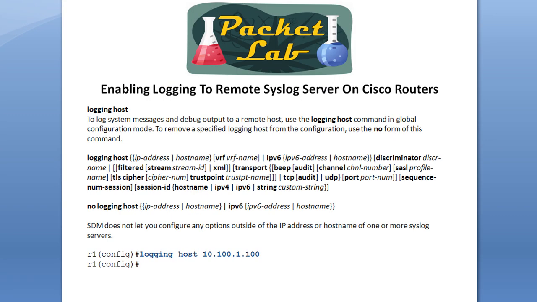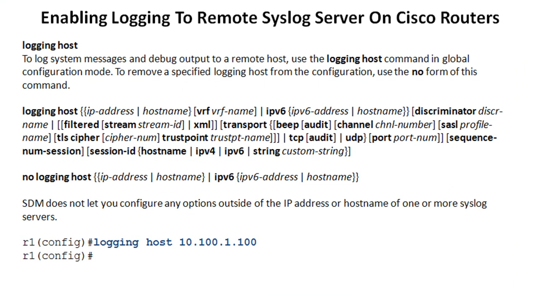So you're probably looking at this slide and saying, hey, wait a second, I'm getting fooled here. I want to learn how to do this on the SDM, which is GUI-based. I don't need to know any of this IOS configuration. This slide is in here simply to show you how ridiculously simple it is to enable logging to a remote syslog server on Cisco routers. I say Cisco routers, this includes switches and other devices, but since SDM only works with Cisco routers, I'm going to concentrate on that, so don't let the verbiage throw you off.